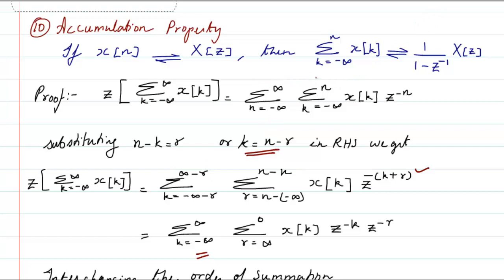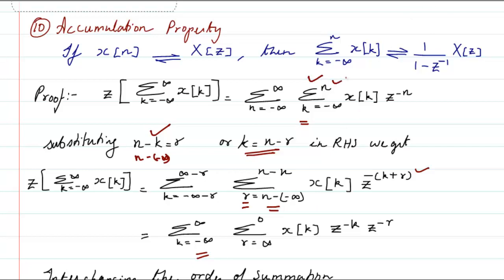Whereas for this particular summation, I will change k to r using this equation. Okay. How? By substituting k is equal to minus infinity. So this becomes n minus of minus infinity, which is n plus infinity. Okay.